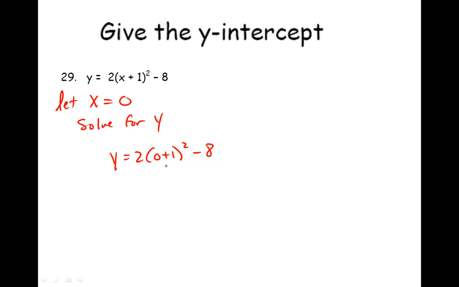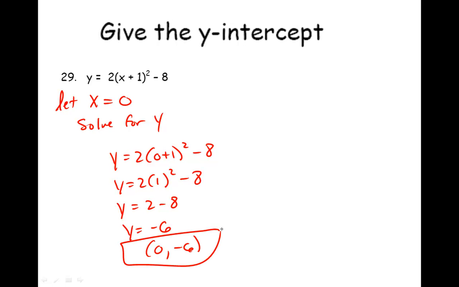Then we would go ahead and do our parentheses first. So y is equal to 2 times 1 squared minus 8. 1 squared is 1, so this is y equals 2 minus 8. So y equals negative 6. So our y-intercept is going to be (0, negative 6). Remember, we let x equal 0, so that is why when we write our ordered pair, the x coordinate is 0.